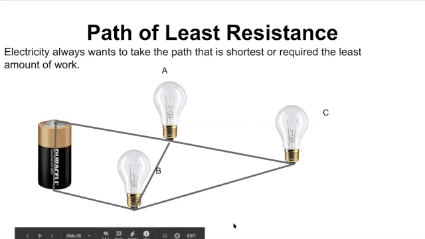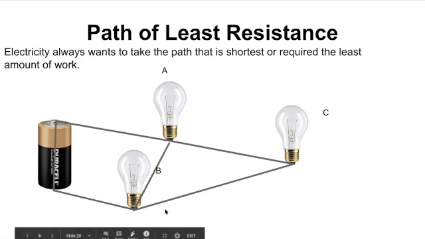Now let's look at our second path. If we just did A and then cut across our little bridge, B, and then back to the battery. Now that's a shorter path. Not only is it a shorter path, but it also only lights up light bulb A and light bulb B. So that's one whole light bulb, C, that we don't have to light up. So that's also less work.